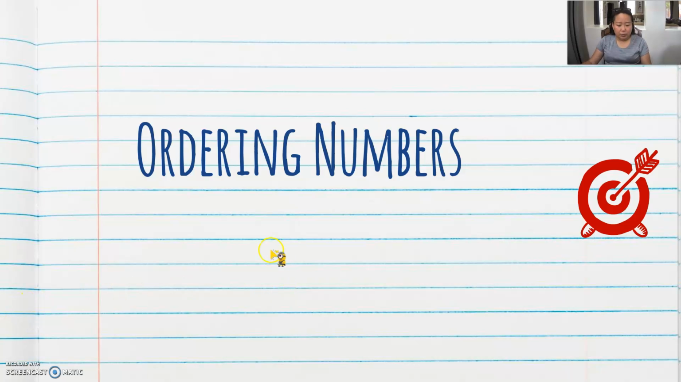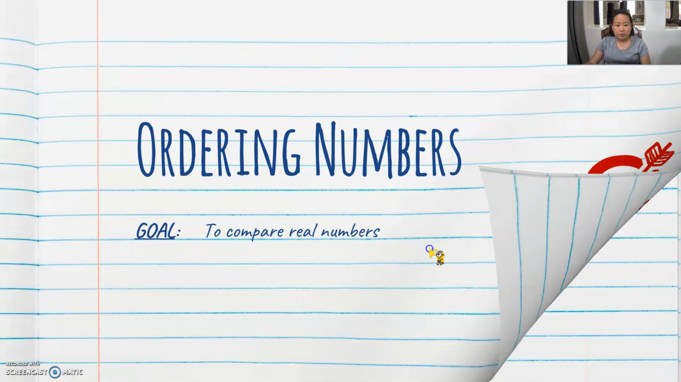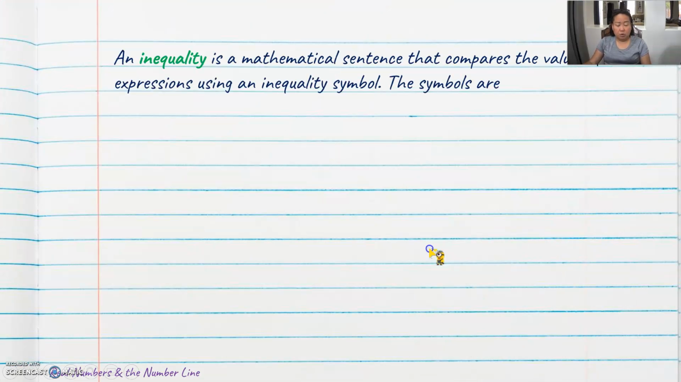Okay, so this time we will be talking about ordering numbers. Our goal will be to compare real numbers. When we talk about comparing, we know that we will be including inequality. An inequality is a mathematical sentence that compares the values of two expressions using inequality symbols.